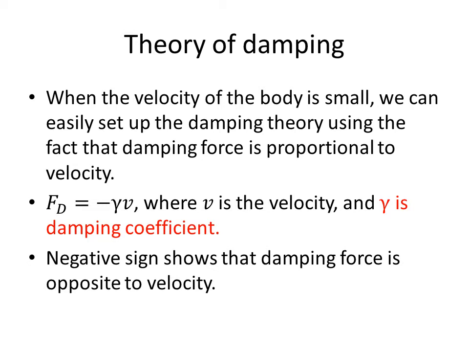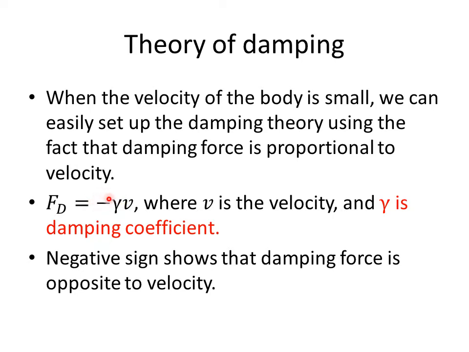The assumptions involved are: when the velocity of the moving body is small, then the dissipative force, an example is a frictional force, will be proportional to velocity, and since it tries to oppose the motion of the body, the direction of that dissipative force will be opposite to the direction of the velocity. So we use this equation. The damping force is proportional to velocity, and that proportionality constant, here we use the symbol gamma, is referred to as the damping coefficient.